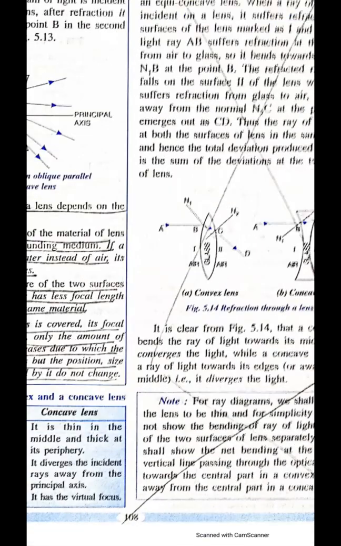Then you have refraction of light through the equiconvex lens and equiconcave lens. Figure 5.14 shows refraction of light at two surfaces.